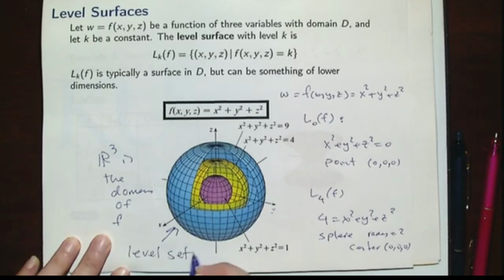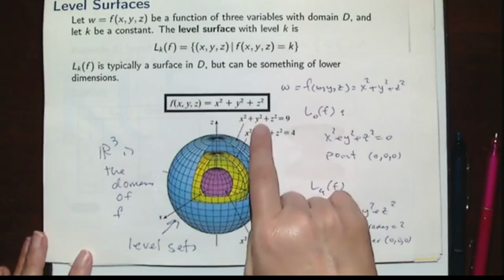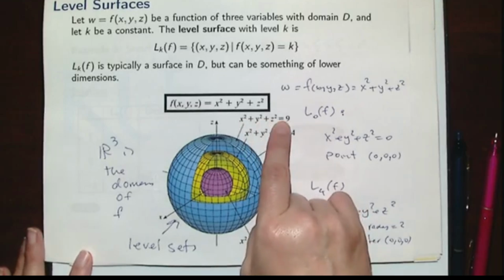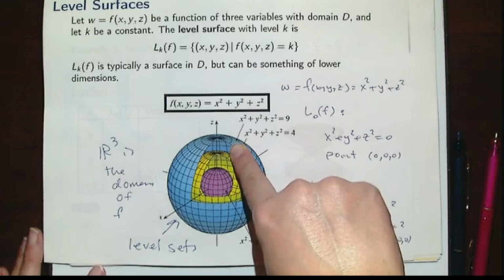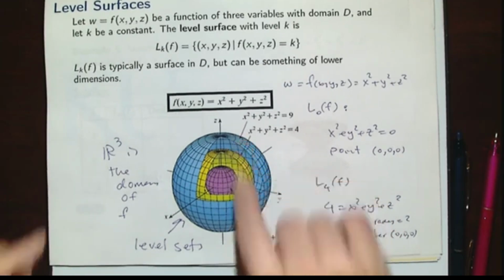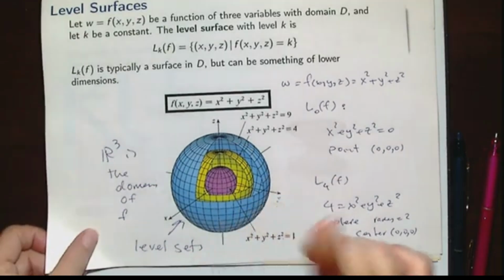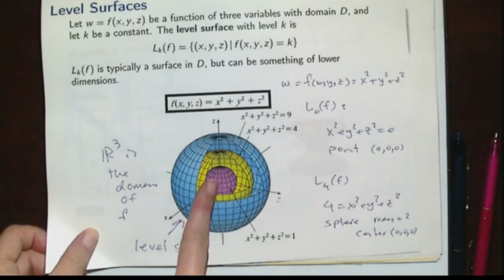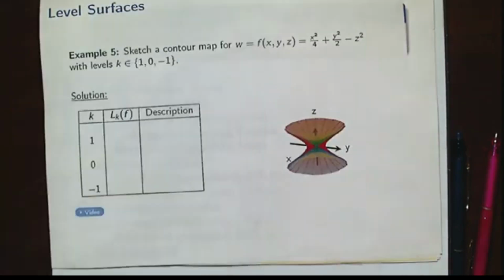Level sets. Okay. So tell me, this one says x squared plus y squared equal to 9. What is the W for the blue sphere? What is the output of the function for the blue sphere? 9. Did everybody get that? Question. What is the output for the purple sphere? 1.